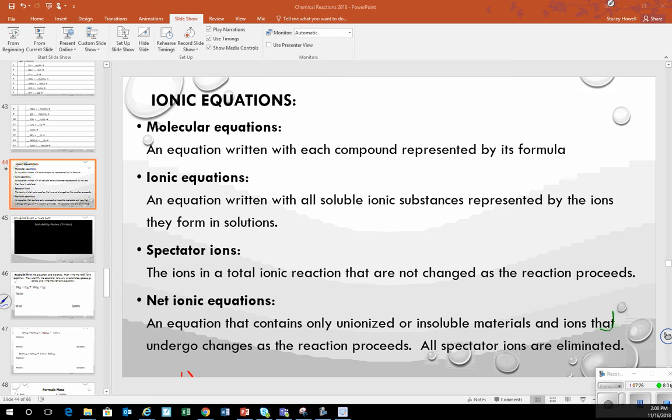So molecular equation, just a normal equation like we've been doing. Ionic equation, that's where I split the ones that are AQ into their ions. Spectator ions are the ones that are the same on both sides of the reaction, exactly the same. And the net ionic equation is cutting out those spectator ions, so they're no longer spectators. Right after this, just so that you know, this is sort of just vocabulary, and we'll be actually doing those in just a minute.